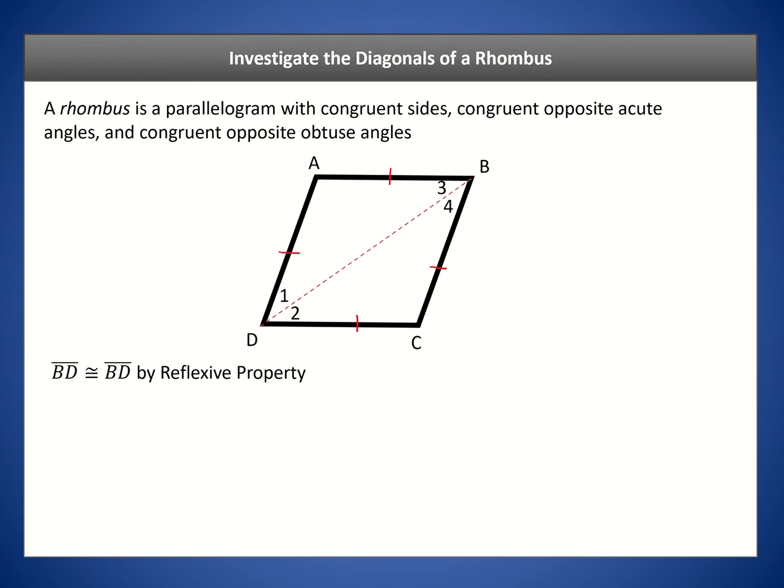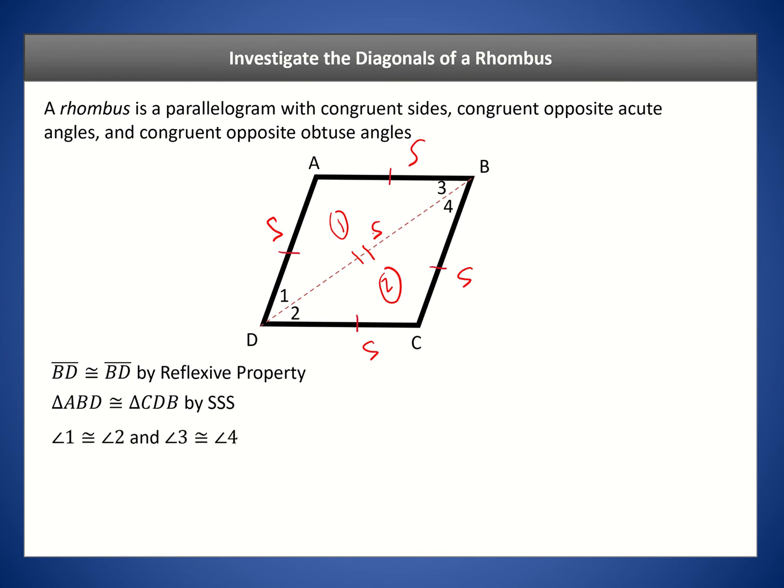We know that this diagonal BD is congruent to itself by the reflexive property. And therefore, triangle ABD and triangle CDB are congruent by SSS, side, side, side. Now that we established that they're congruent, this means that angle 1 is congruent to angle 2 because they correspond in these triangles. Because the triangles are congruent, their corresponding angles must be congruent. This is by CPCTC, corresponding parts of congruent triangles are congruent.